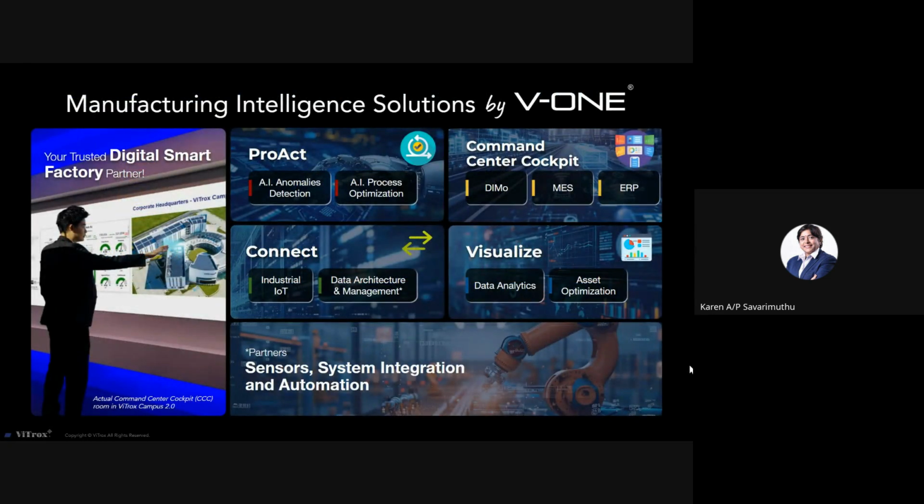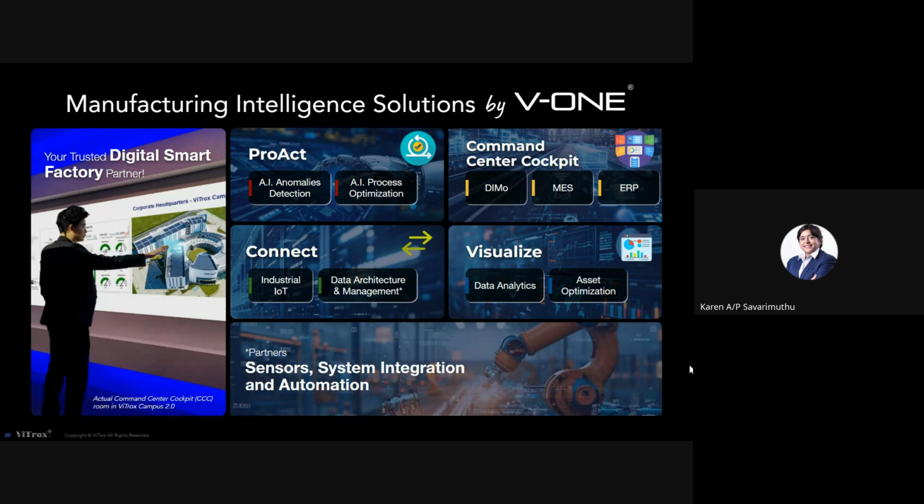Okay, in ViTrox, we have this manufacturing intelligence solutions, which is by V1 also. So if you look at this chart, this is our command center cockpit. If you have been here, you would have seen how ViTrox actually monitors, tracks, and traces a lot of activities within the campus, from energy saving, to parking, to a lot of other areas that we can monitor from here. So this is very important to have in any company, doesn't matter whether you are a manufacturer or a simple company like what you have mentioned before.